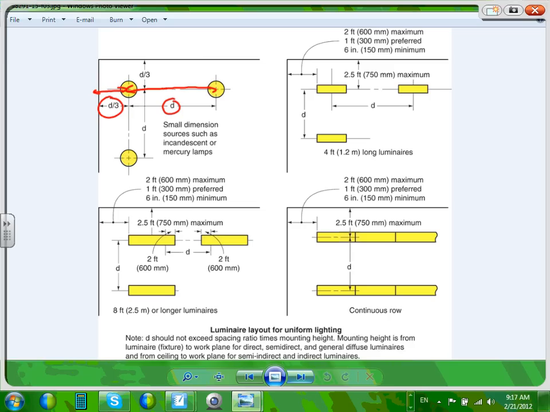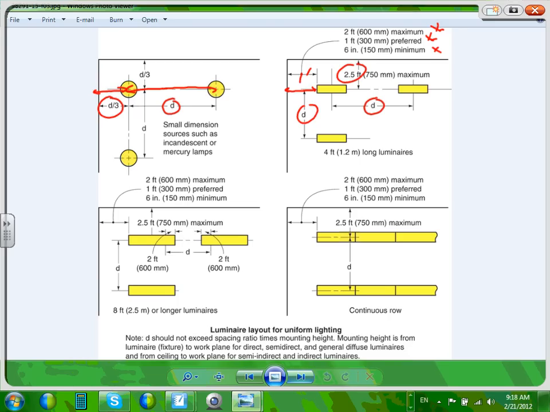Now if you have a fluorescent light like this, they take the distance. Can you see the D, the distance between the rows and the columns? They want you to put maximum, preferred, minimum. What they're saying, guys, is preferably you move away 1 foot if you have a fluorescent grid, 1 foot preferably, and from this side, preferably 2 feet, so 2.5. Can you see that 2.5? And then grid your fixtures.